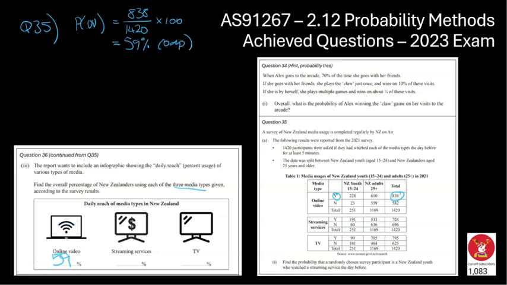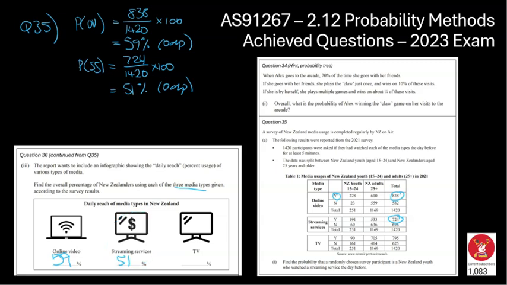Now doing the same for streaming services. So I'm going to do the probability of streaming services. That was the 724 people. So it's going to be 724 out of the 1,420, times it by 100 to get to a percentage. And this time around, I got 51% for these people here. And again, that had the 0 dp rounding. So writing it down in my infographic down there, 51%.